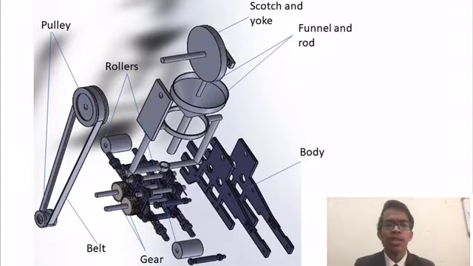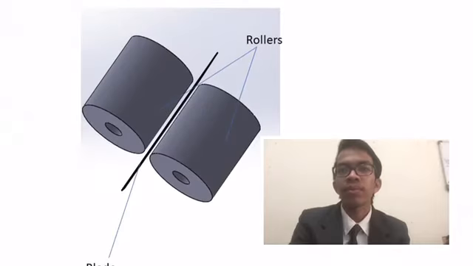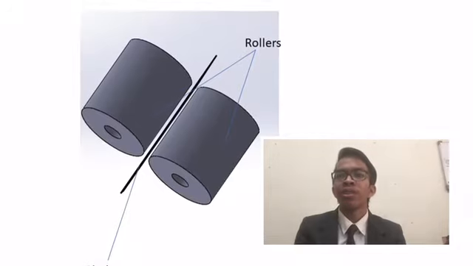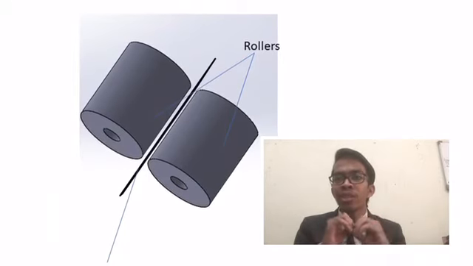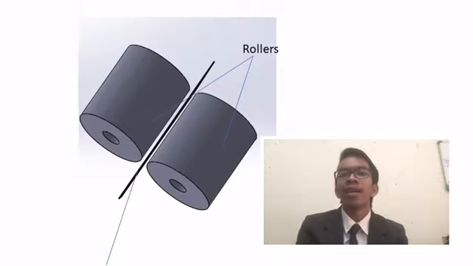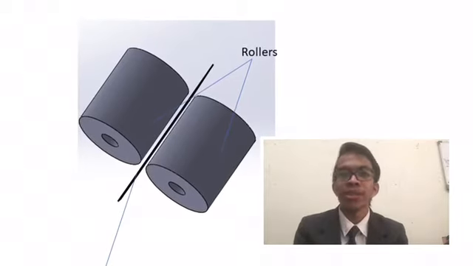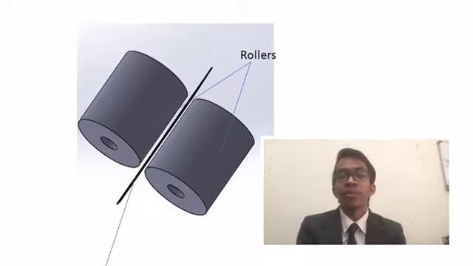Then the driving pulley is connected with the belt and the driven pulley, and the driven pulley will move and function the scotch yoke, so that the mechanism for the feeding part functions well. The rollers, as I said before, will grip the anchovies and feed them to the blade, and the blade will split the anchovies into two parts.